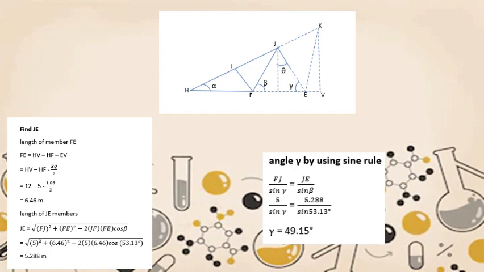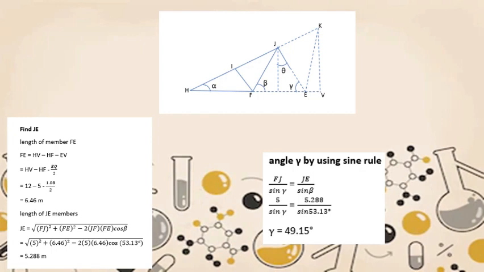Next, to find the length of JE member, by using the square root of FJ square plus FE square minus 2JF times FE cos beta. By substituting each of the measurements, we will obtain the JE equal to 5.288 meter.